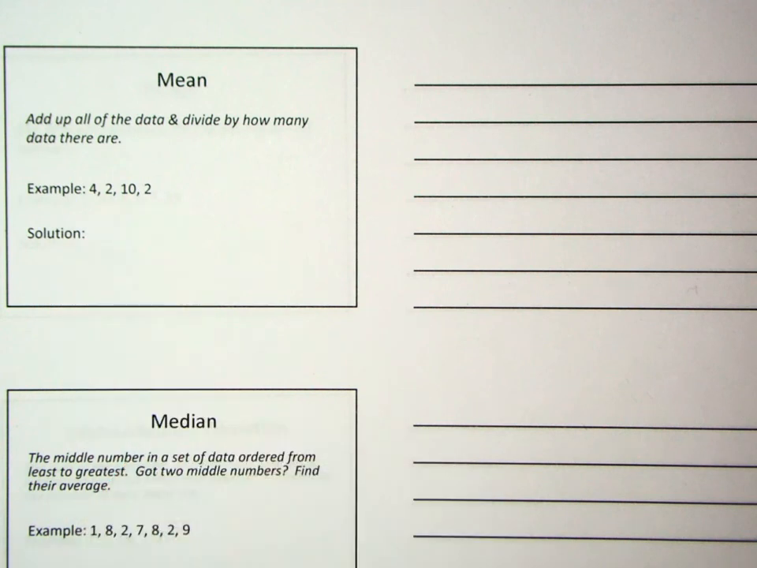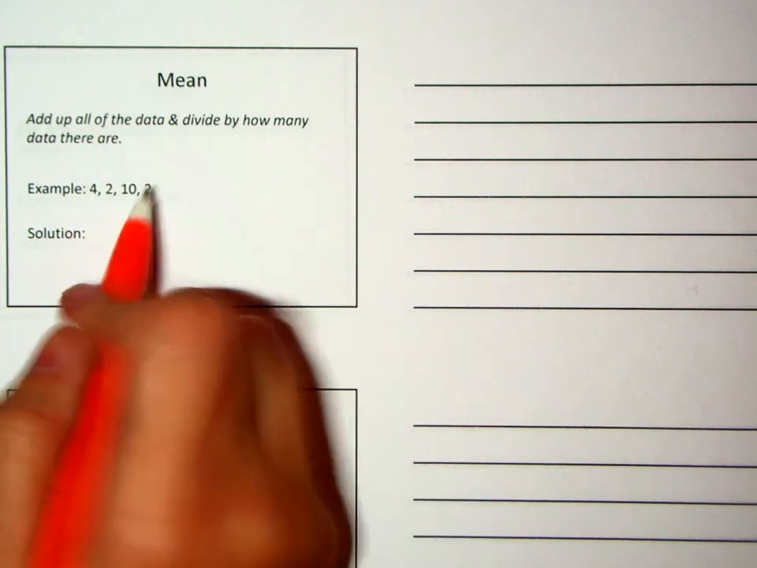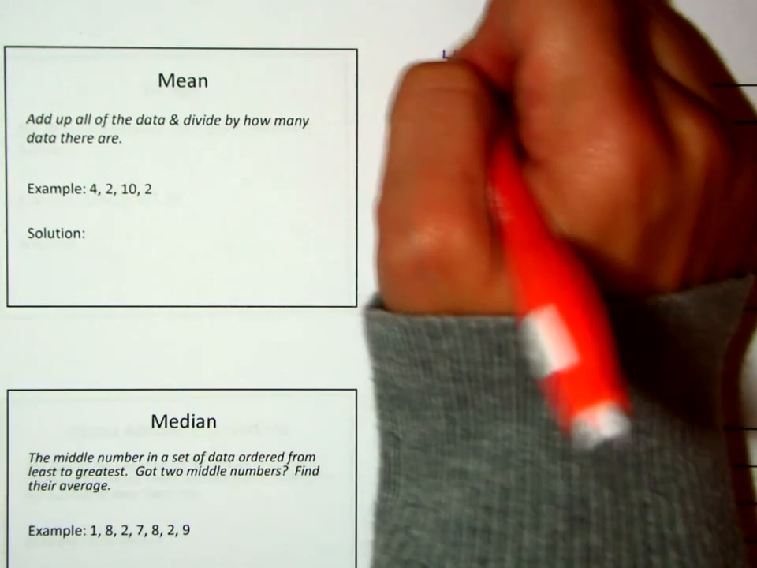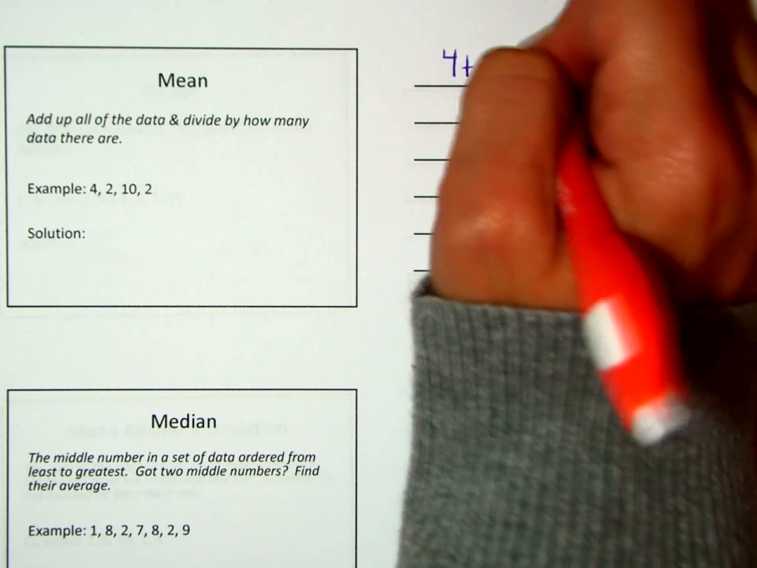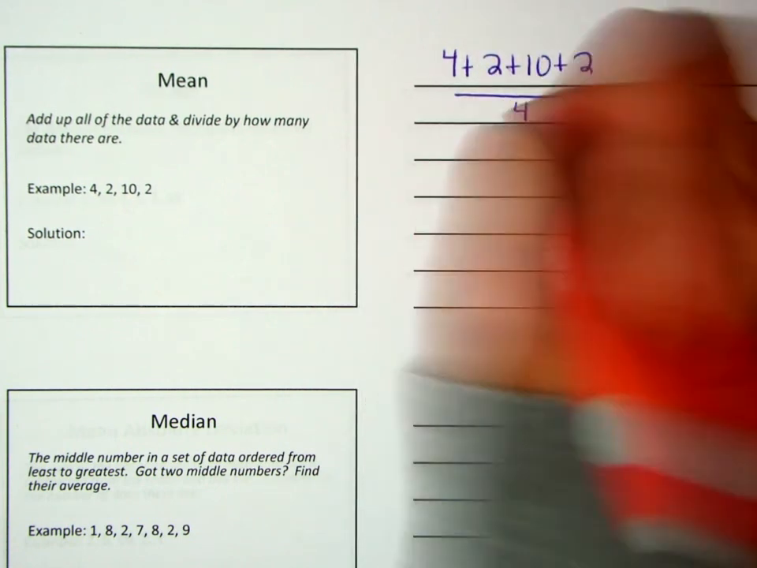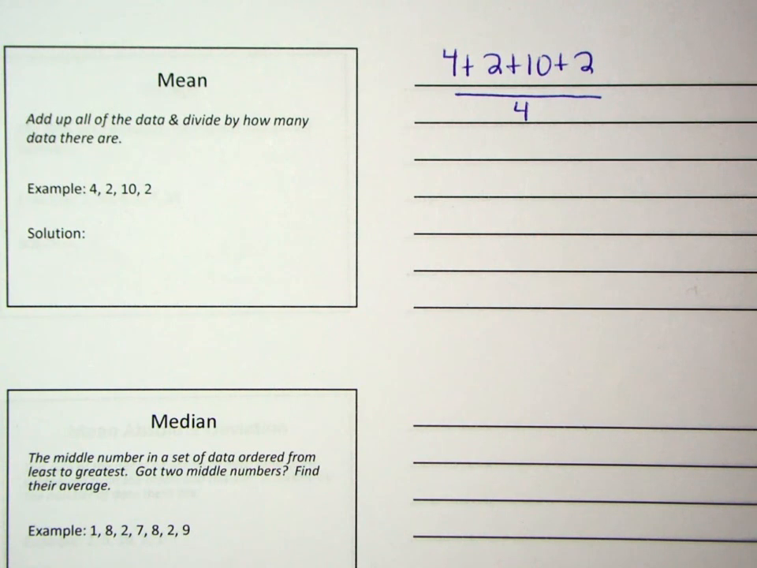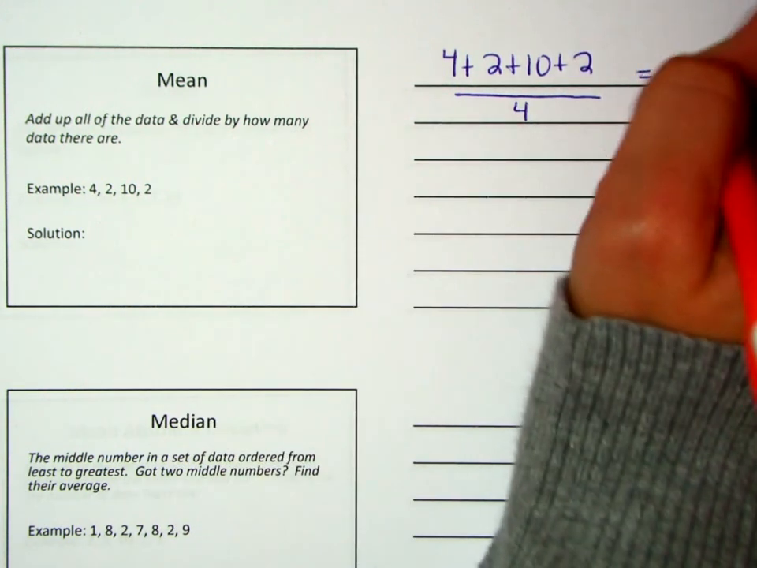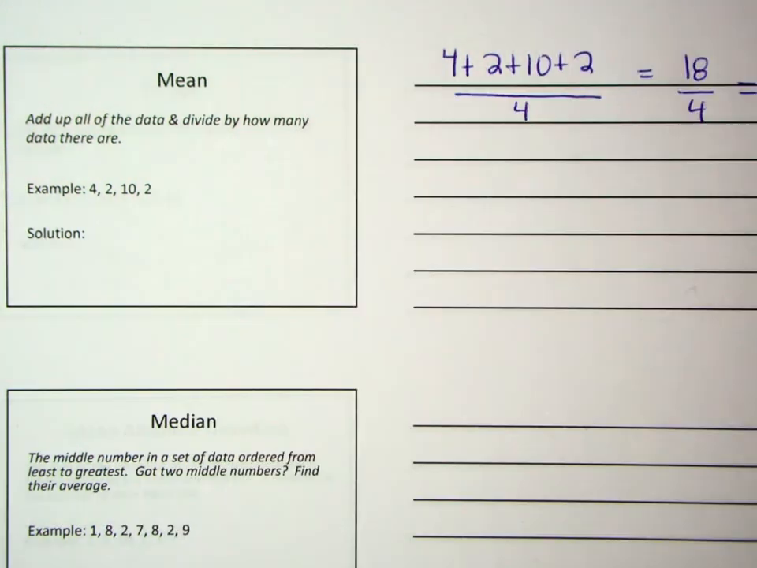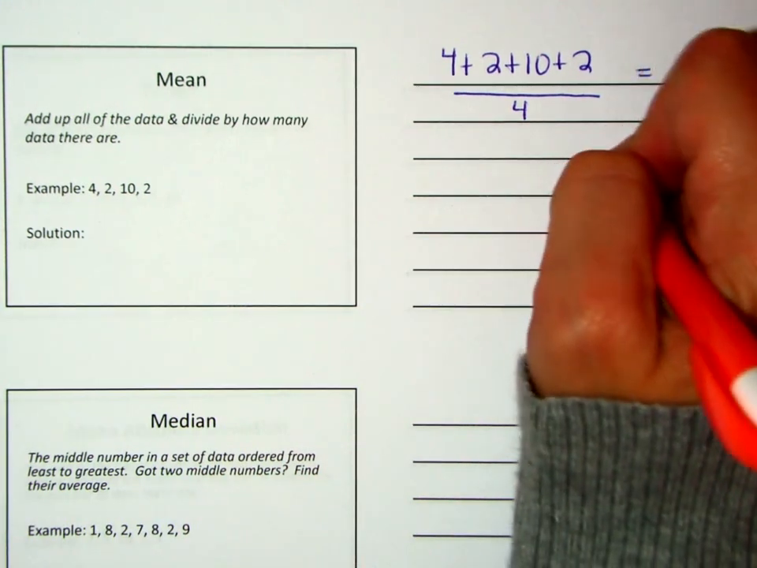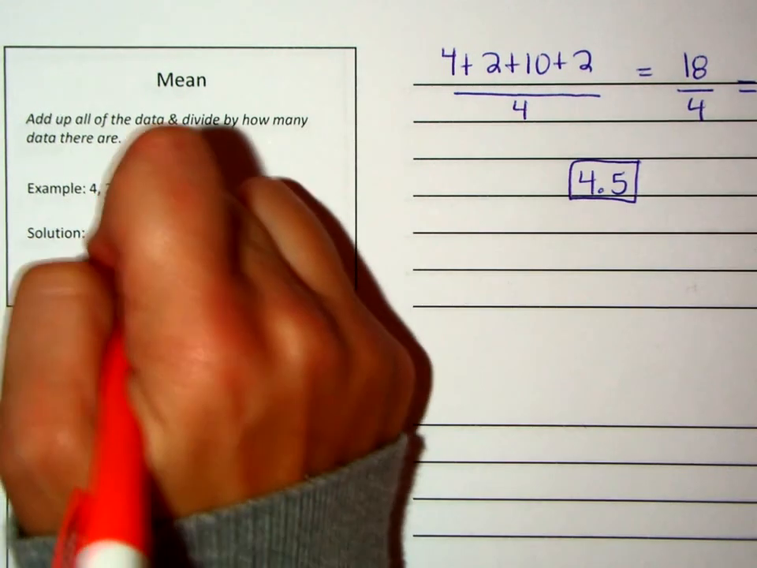To find the mean of a set of data, you're going to add it all up and divide by how many data points there are. So in this case, you would do 4 plus 2 plus 10 plus 2, and then we're going to divide that whole thing by 4 because there are 4 data numbers. So we'll have 4 plus 2 plus 10 plus 2, which is 18, divided by 4, which gives you 4.5. So the mean of this data here is 4.5.